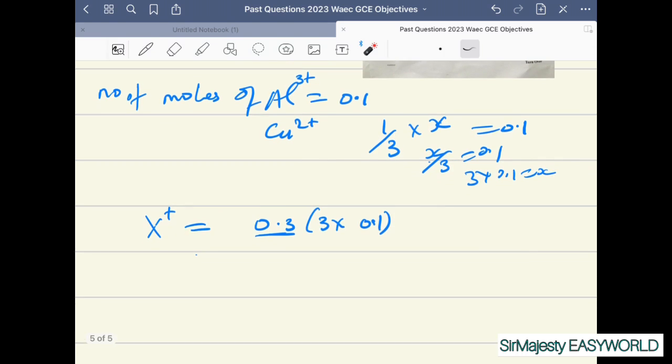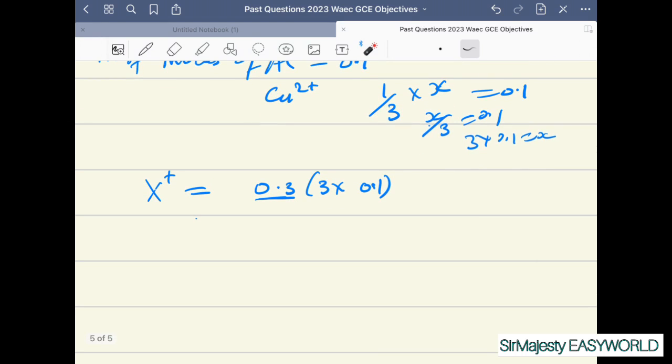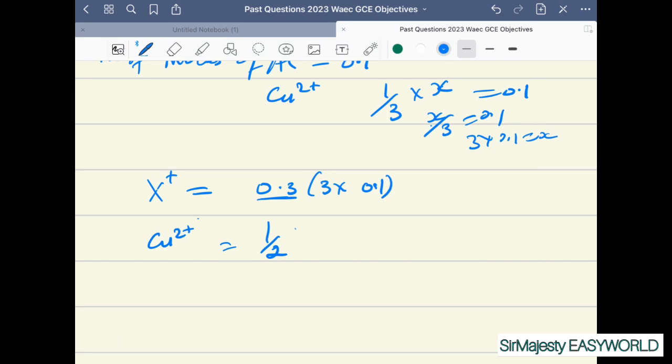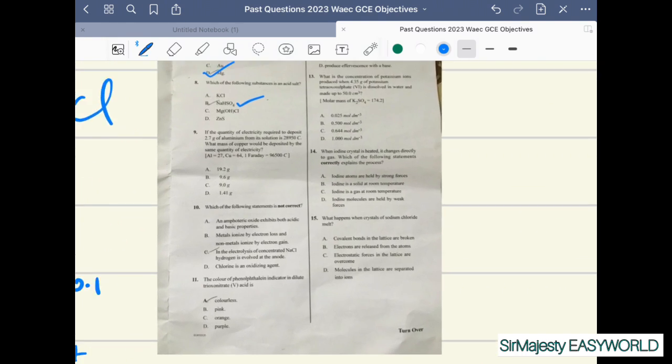That's questions concerning that. Now, having gotten our x factor, we now go back to take that of copper, because they are asking us for copper, which has the charge of plus 2. What is the inverse of 2? The inverse of 2 is 1 over 2 times our x factor, which is 0.3. And this automatically means 0.3 divided by 2. And 0.3 divided by 2 should give us 0.15, of course. Therefore, this is the number of moles of copper discharged.